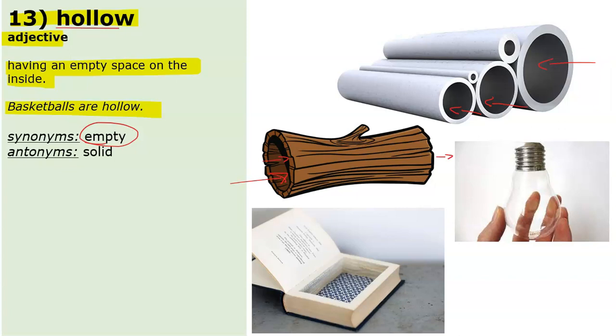There's also things like a hollow book. Have you ever seen a book like this? It looks like a real book, but actually you can hide your things inside of it because it is hollow. It's empty on the inside. And light bulbs are also hollow. There's nothing here on the inside, so it is hollow.